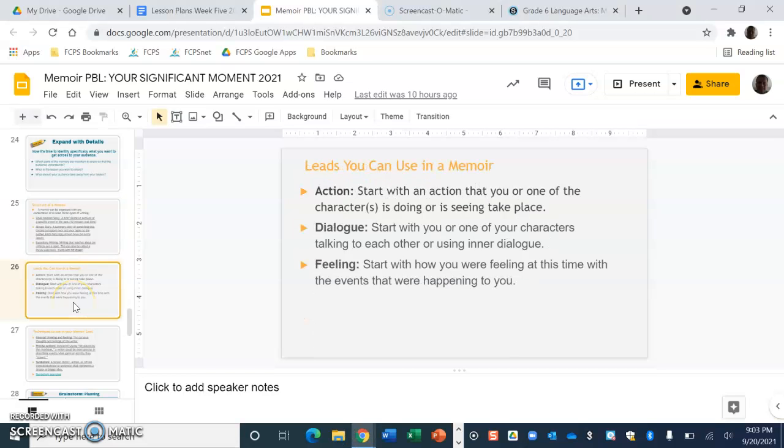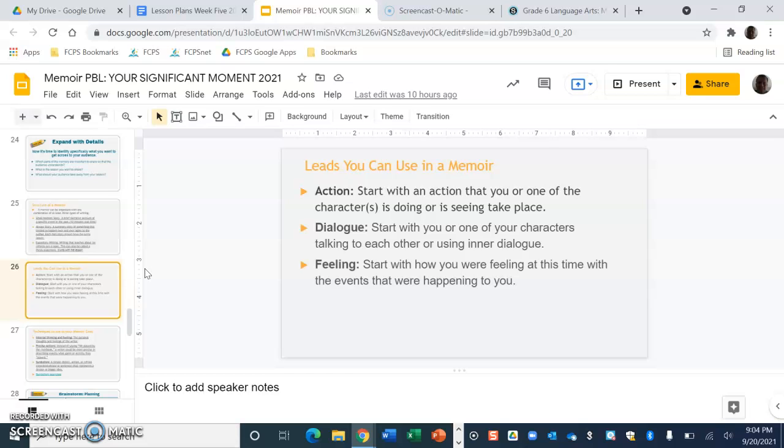Next, there are 3 different leads you can use in a memoir. First is you could start with action. So the easiest way to do that is that the character is doing something or seeing something right away. This is a good lead to start with because especially in small moment memoirs, the idea is that you're starting right away with the action. You are not telling the reader what happened before the event, so action could be a good way to start that off in an exciting way.